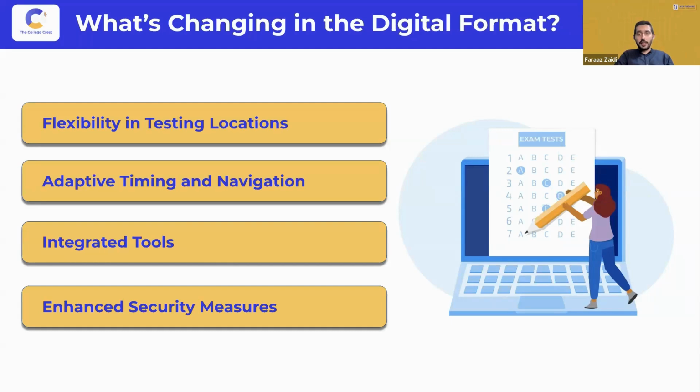Apart from that, it is now getting integrated tools. On-screen calculators for subjects like AP Calculus and AP Statistics. You have highlighting tools to mark important sections in your reading passages. You may have scratch pads for jotting down notes or calculations digitally. So you would be able to save time flipping pages or handling multiple physical tools, focusing instead on answering the questions as efficiently as possible.